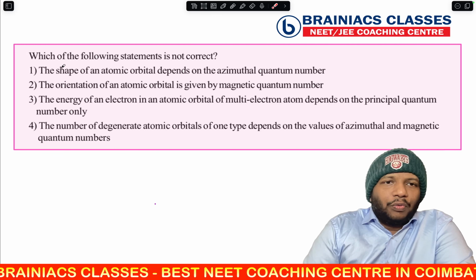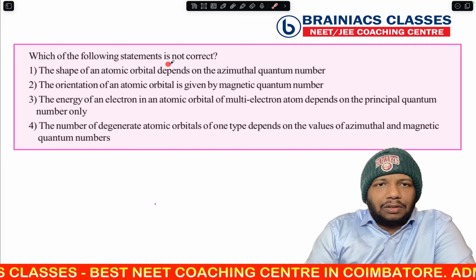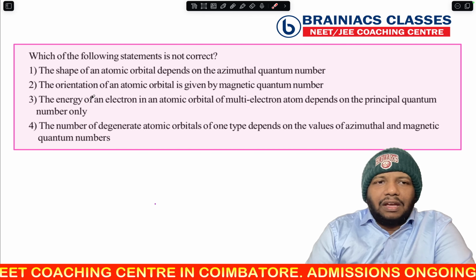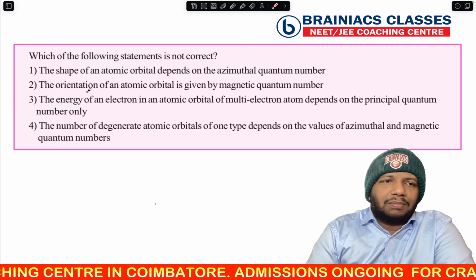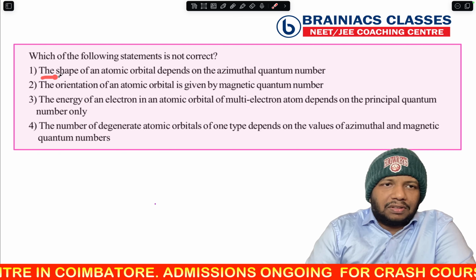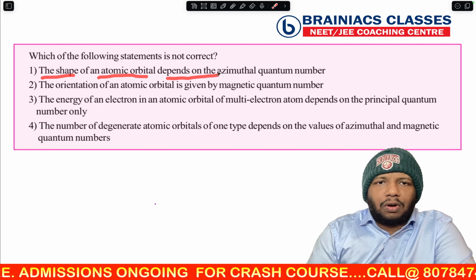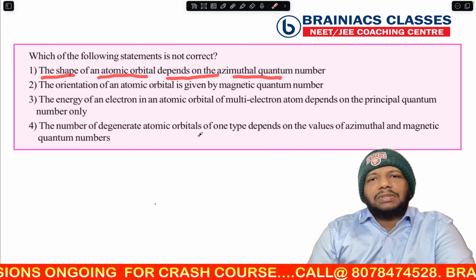Starting with the first question, all of you please try to answer along with me. Which of the following statements is not correct? They have given you 4 statements and you need to identify which among them is not correct. The first one: the shape of an atomic orbital depends on the azimuthal quantum number.